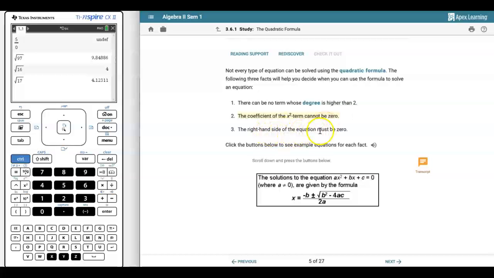All right, and then the right-hand side of the equation must be 0, which means we've got to have our equation in our standard form.